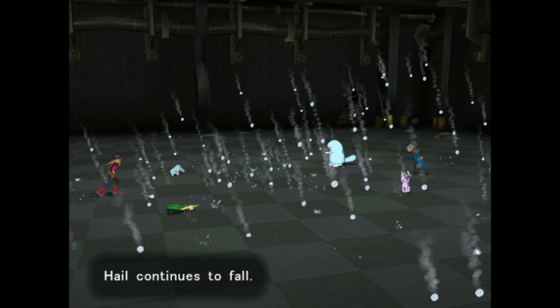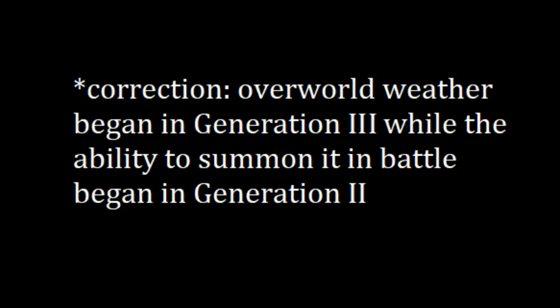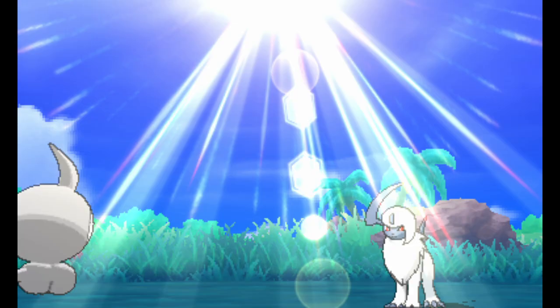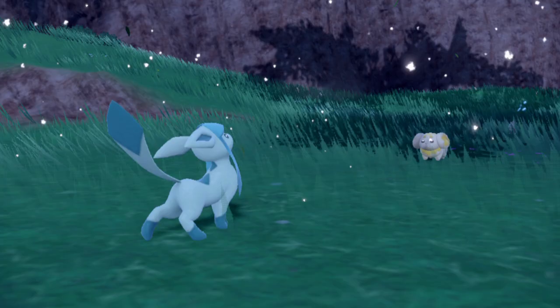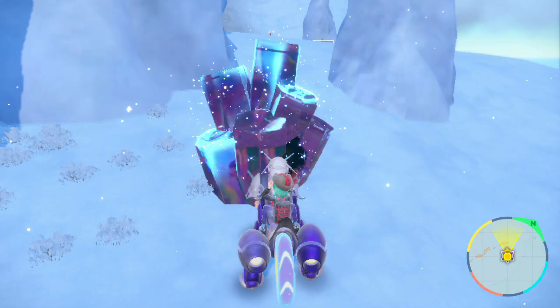Ever since Generation 2 of Pokemon, 4 main alternate weather conditions could appear in the overworld or be summoned that would change the conditions of battle: rain, harsh sunlight, sandstorm, and hail. However, starting in Generation 9, the condition of hail has been replaced with snow, which has noticeably different effects than hail did. So why did Pokemon make this change?